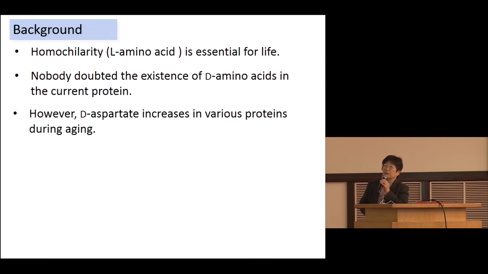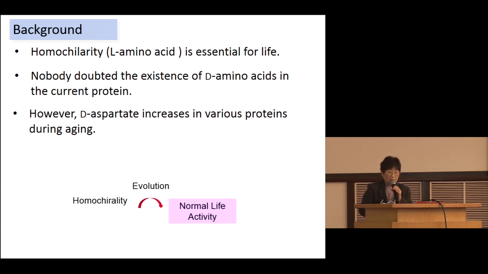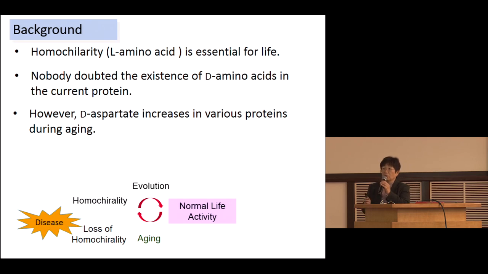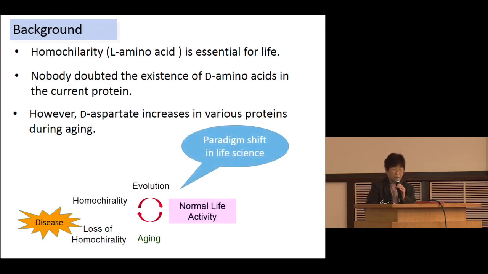But D-aspartate is a kind of amino acid. D-aspartate increases in various proteins during aging. So the establishment of homochirality is linked to normal life activity, that is, evolution. If this idea is right, during aging, the loss of homochirality is linked to the loss of function and onset of diseases. This idea is a paradigm shift in life science, I think.